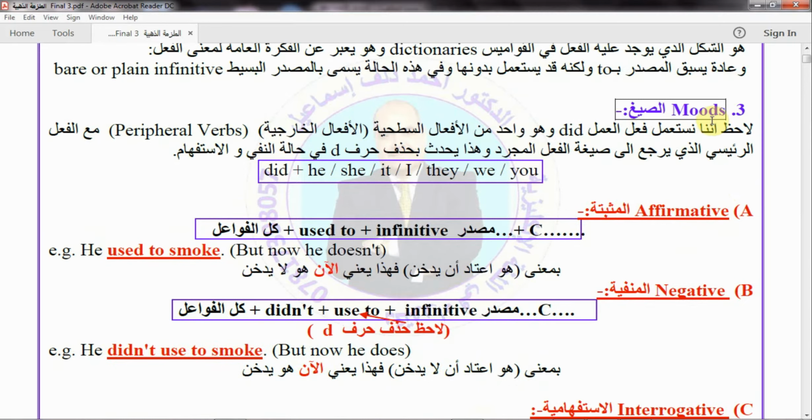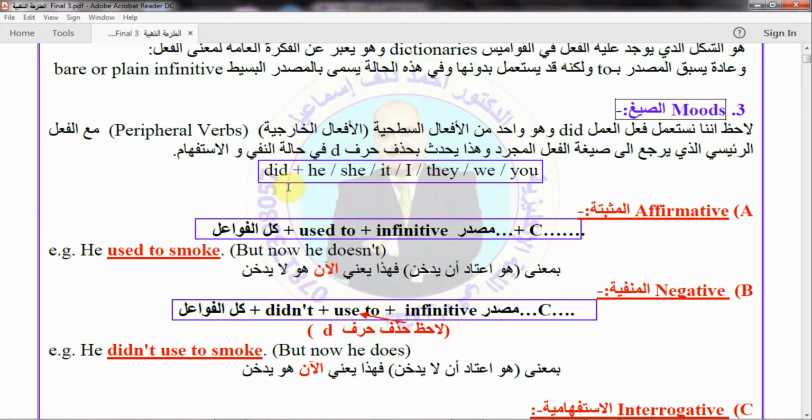Thirdly, we are going to study the moods of used to. Note, we use did, one of the preferable verbs, with the main verb in negative and interrogative. Here, used is the main verb that changes into its base form, and that happens by omitting letter D.